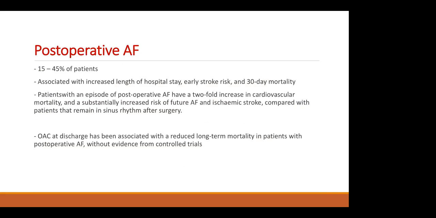Finally, we'll talk about a specific situation, which is post-operative atrial fibrillation, especially atrial fibrillation post-cardiac surgery. We know that it's very common, occurring in 15 to 45% of patients, and is associated with increased length of hospital stay, early stroke risk, and 30-day mortality.